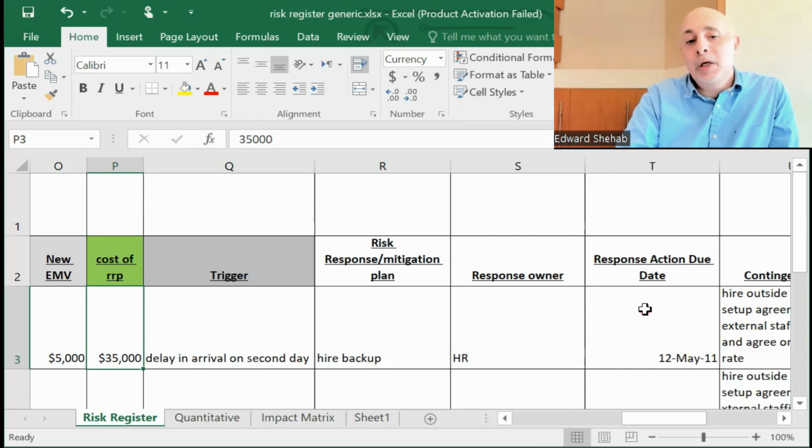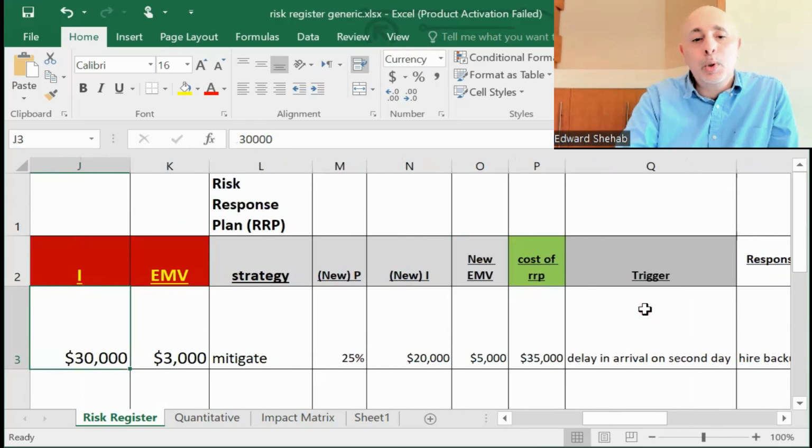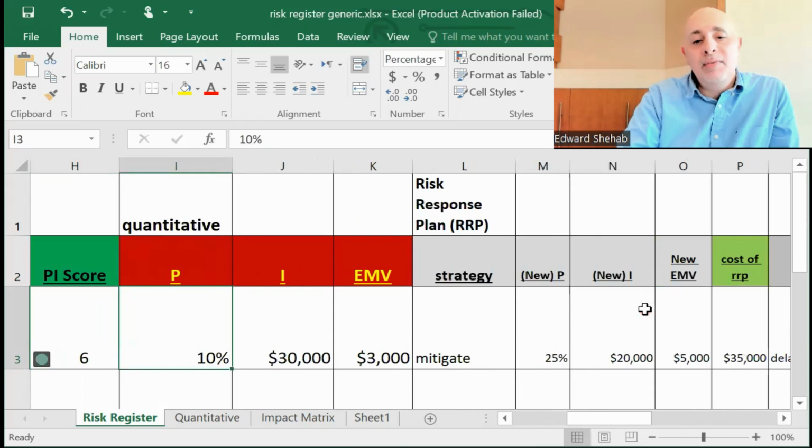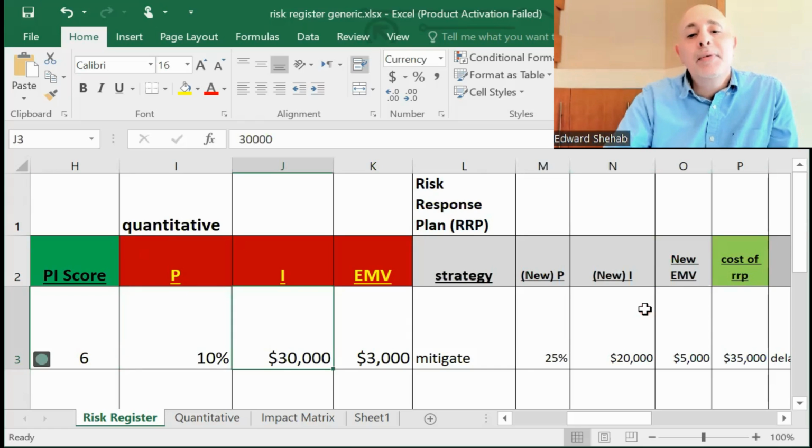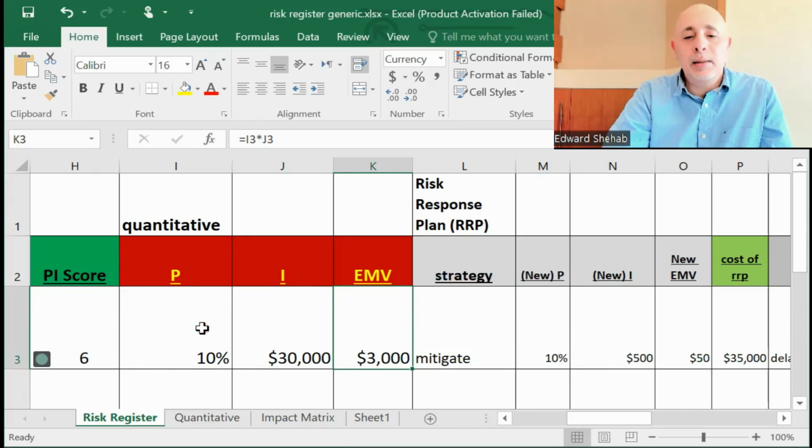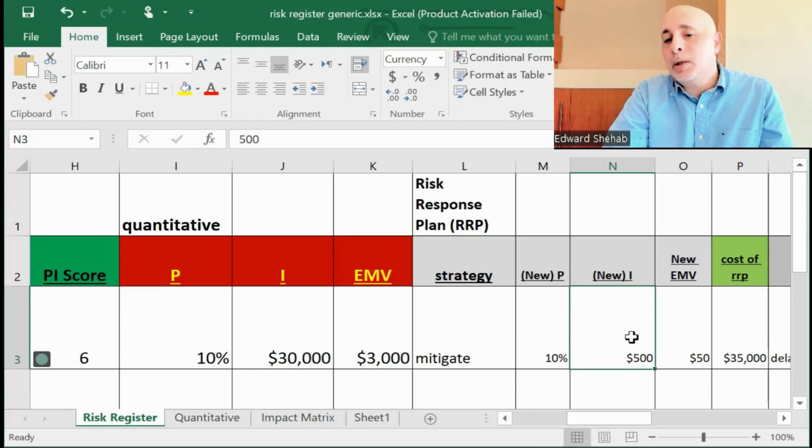And if you want it to be really, really professional and you're doing quantitative analysis and you have percentages and dollar values, then these should reduce on the new post-mitigation evaluation. Let's say you mitigated the impact, not the probability. That means probability remained at 10%, but impact has been reduced to 500. Maybe that's a deductible amount that you would have to pay. And your new expected monetary value is $50. It used to be $3,000, now it's $50.